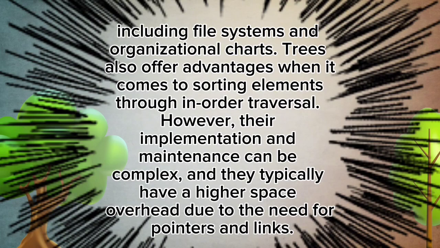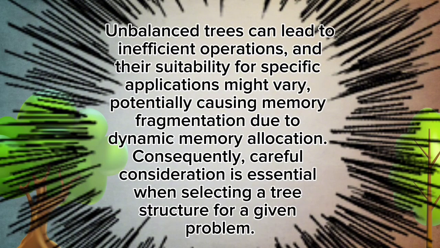However, their implementation and maintenance can be complex, and they typically have a higher space overhead due to the need for pointers and links. Unbalanced trees can lead to inefficient operations, and their suitability for specific applications might vary, potentially causing memory fragmentation due to dynamic memory allocation. Consequently, careful consideration is essential when selecting a tree structure for a given problem.